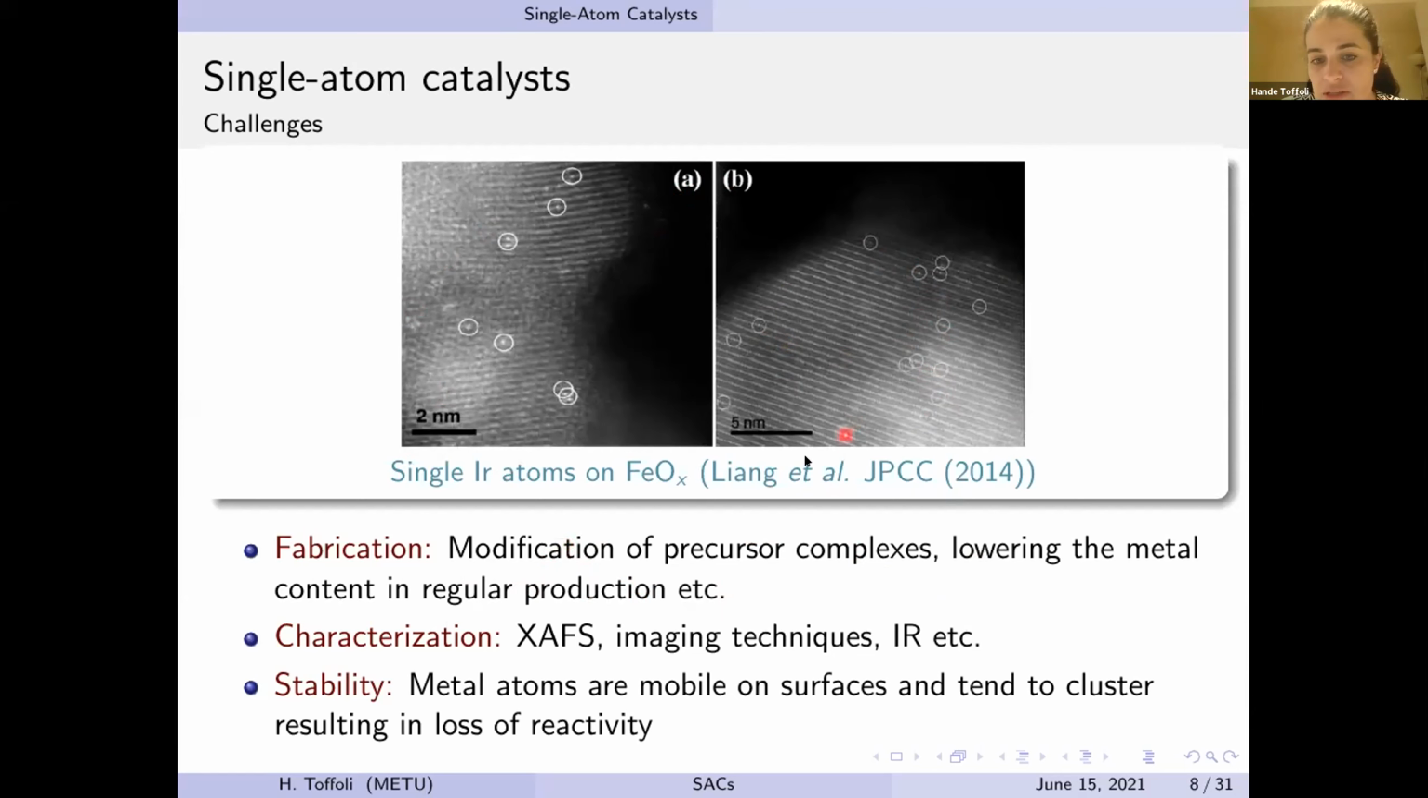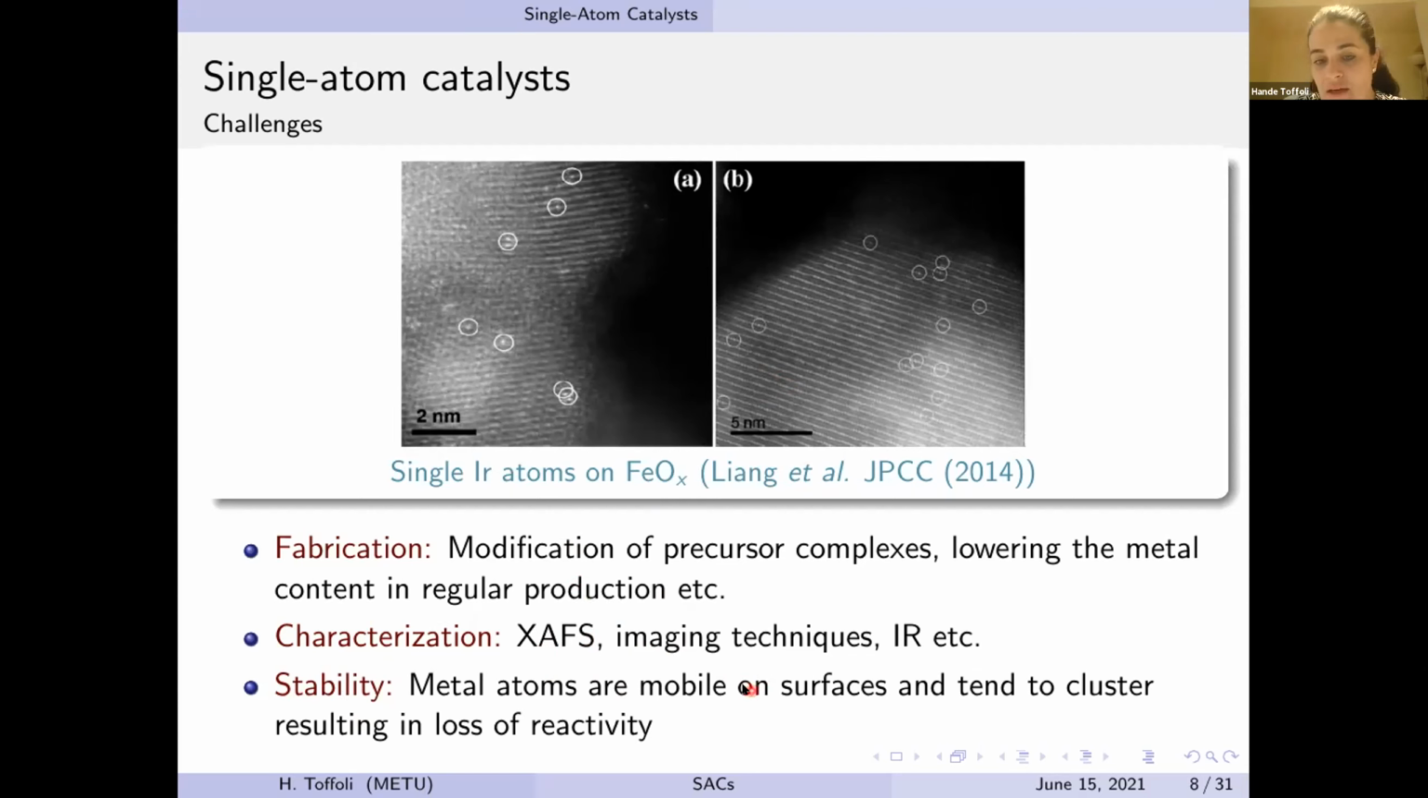Now, in this picture, you see an iron oxide surface with the individual, this I find really quite amazing, the individual iridium atoms on top. This is an experimental picture, of course. Speaking of characterization, there are also many well-developed ways of characterization, including X-ray absorption, imaging techniques, vibrational techniques such as IR. But as I mentioned, the biggest problem is the stability.